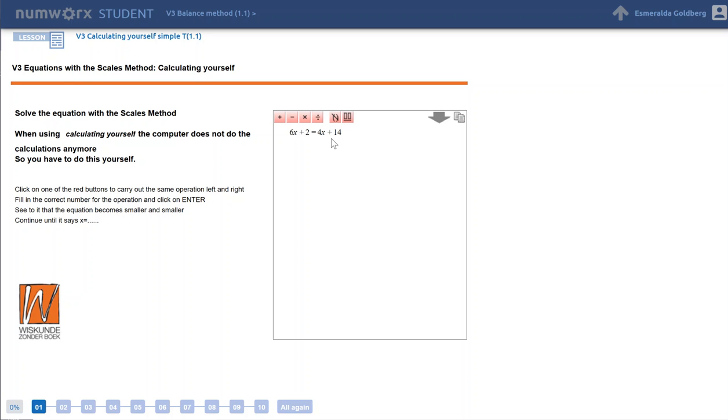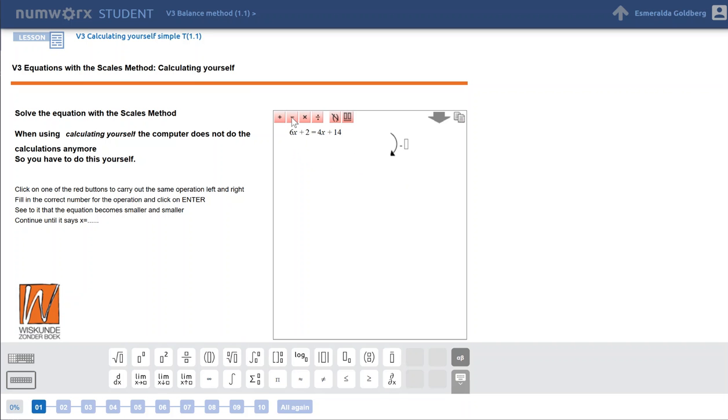So right now on the right-hand side we have 4x, 4 times x, so 4 bags of marbles. And we want to get rid of them, we want to take them away, so we do minus 4x. But whatever we do on one side, we also have to do on the other side, because the scale always needs to stay in balance. So I press minus, just like in the previous activity, and I type in 4x.